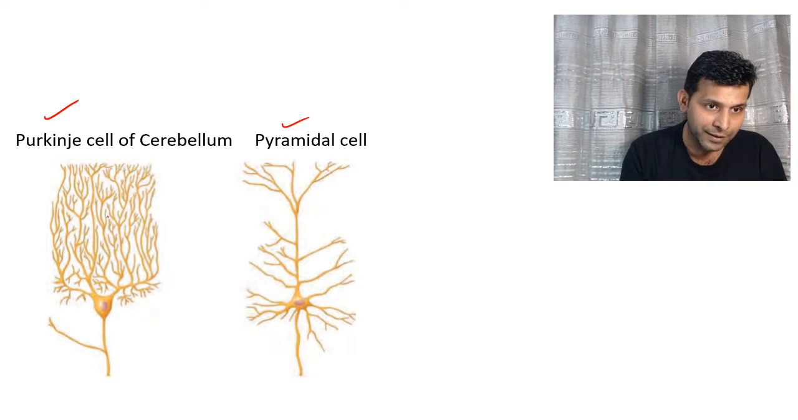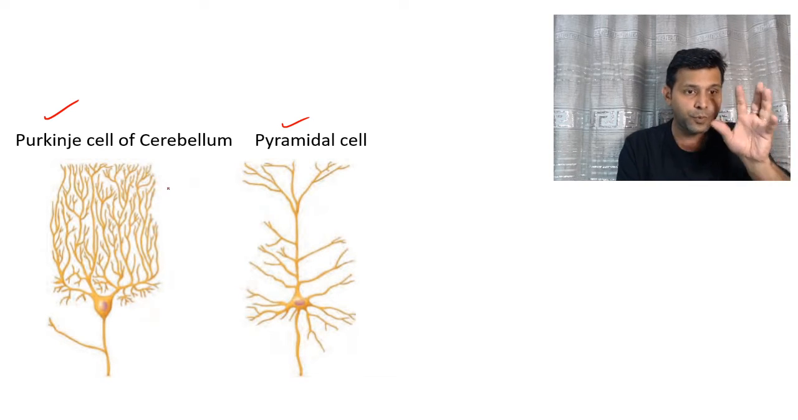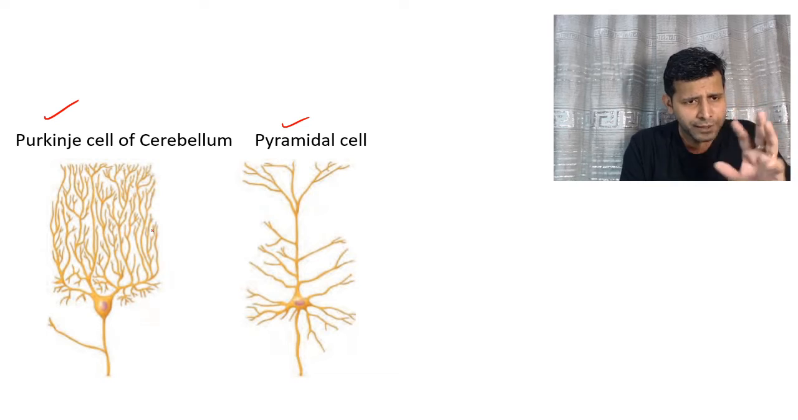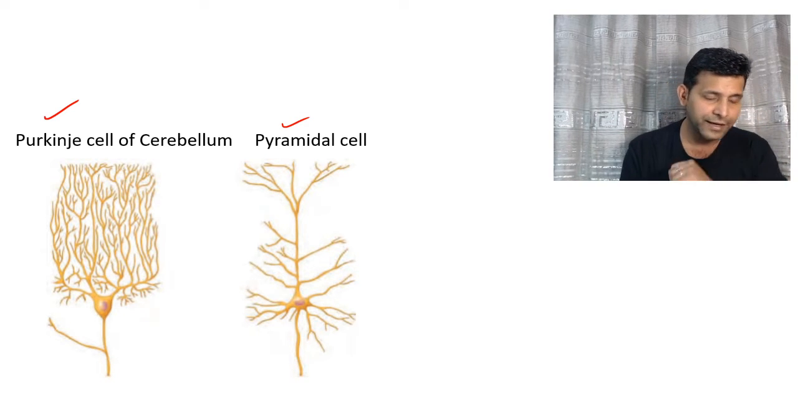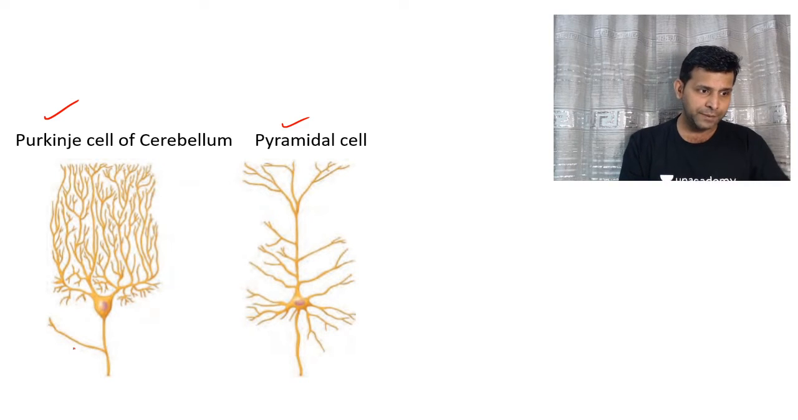Now we just label here: Purkinje cell of cerebellum has a multipolar structure, which is multiple, a very high number of dendrites, but every cell has one axon. Axon can be branched.